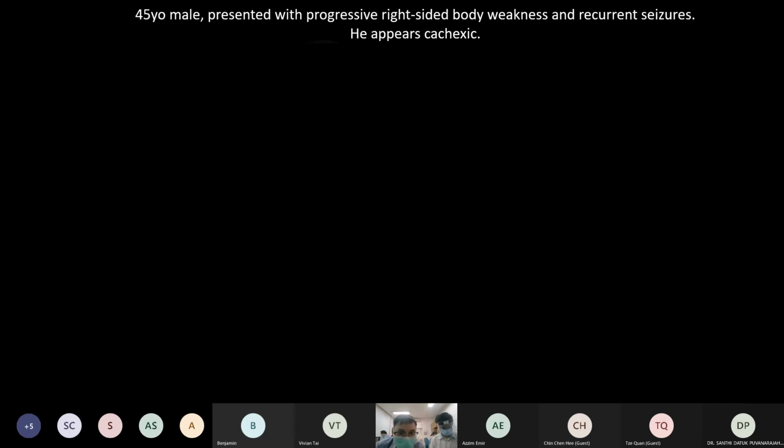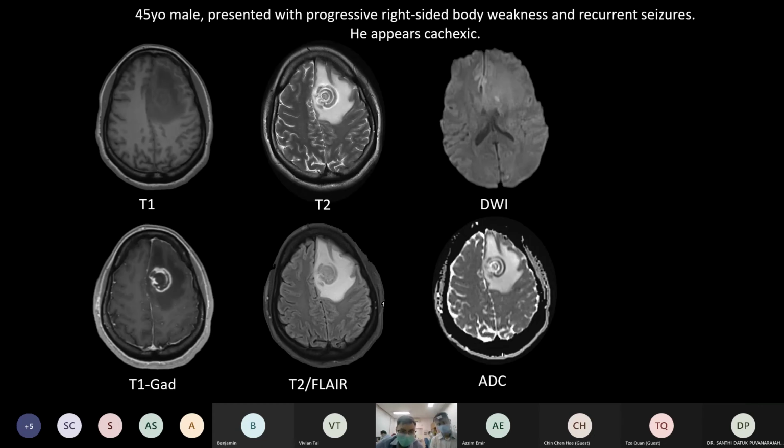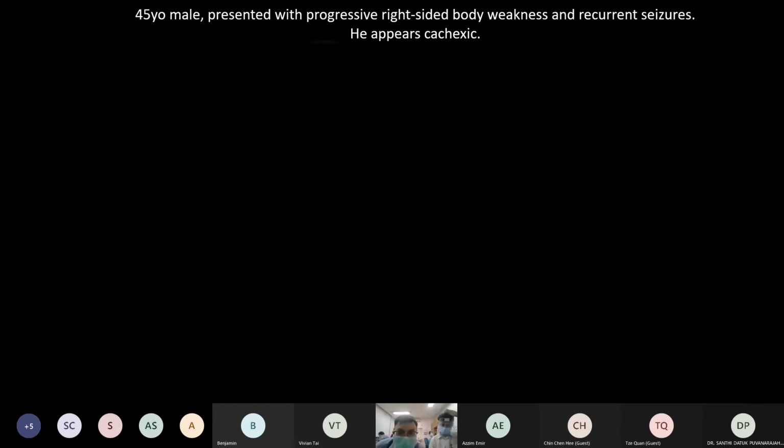A 45-year-old male presented with progressive right-sided body weakness and recurrent seizures. He appears cachectic. But before that, what is your thought of this case scenario? I mean, the clue is the patient is male, cachectic, and has seizure and a bit of right-sided body weakness, right? So what would be your thought at this point of time, maybe before you look at the scan?